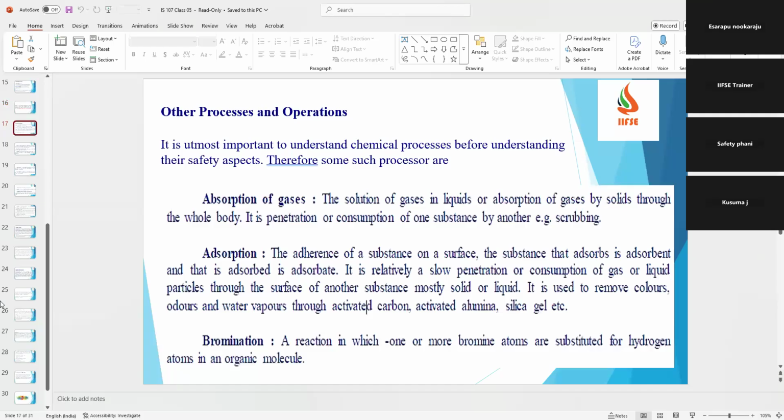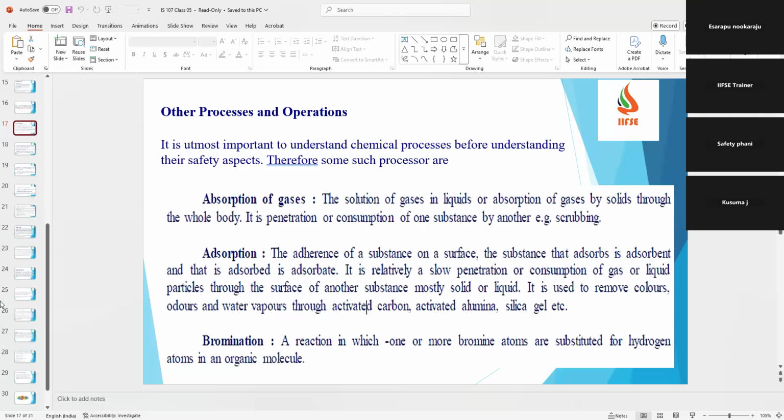Example, scrubbing. So basically in scrubbing, what will happen? We'll have a diluting agent, which will absorb or dilute the fumes, gases or vapors which are diverted to the scrubber. Then adsorption: it is the adherence of a substance on a surface. The substance that adsorbs is the adsorbent, and that which is adsorbed is the adsorbate. Adsorbate in the sense that it consumes it.